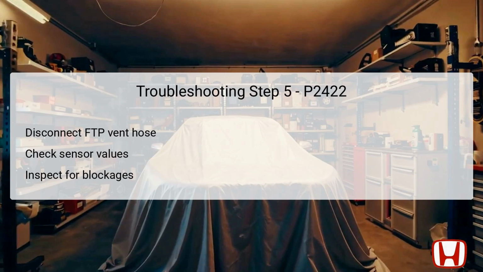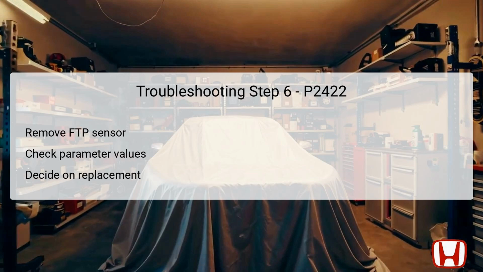Analyzing these values will help decide if the vent hose shows signs of blockage or if the sensor is functioning correctly. If the values are within expected ranges, you will need to inspect the FTP sensor vent hose for any potential blockages, which may impede proper function. Proper checking and validation in this step can clarify whether the issue lies with the sensor itself or elsewhere in the system.